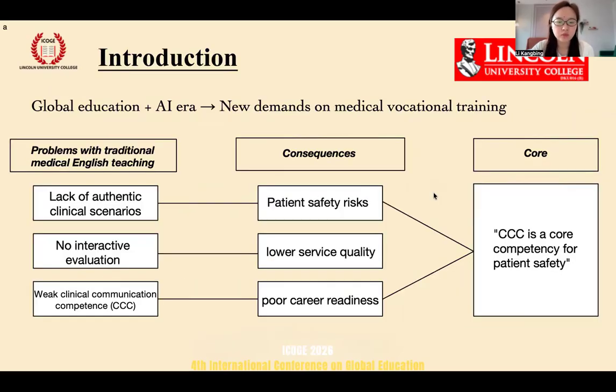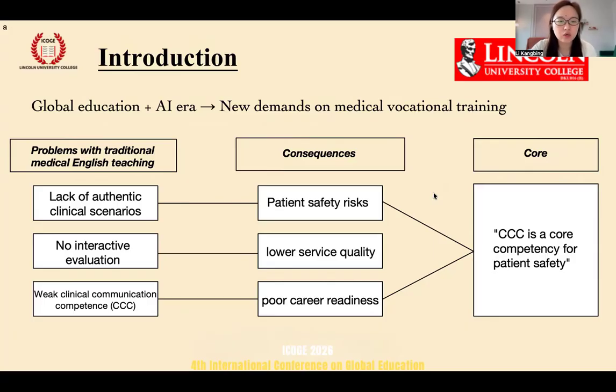So, what is the real problem with traditional medical English teaching? I see three major issues. First, there is a lack of authentic clinical scenarios. Students learn words like palpitation and symptom, but they never actually use these words in a realistic doctor-patient conversation. The learning stays on paper.